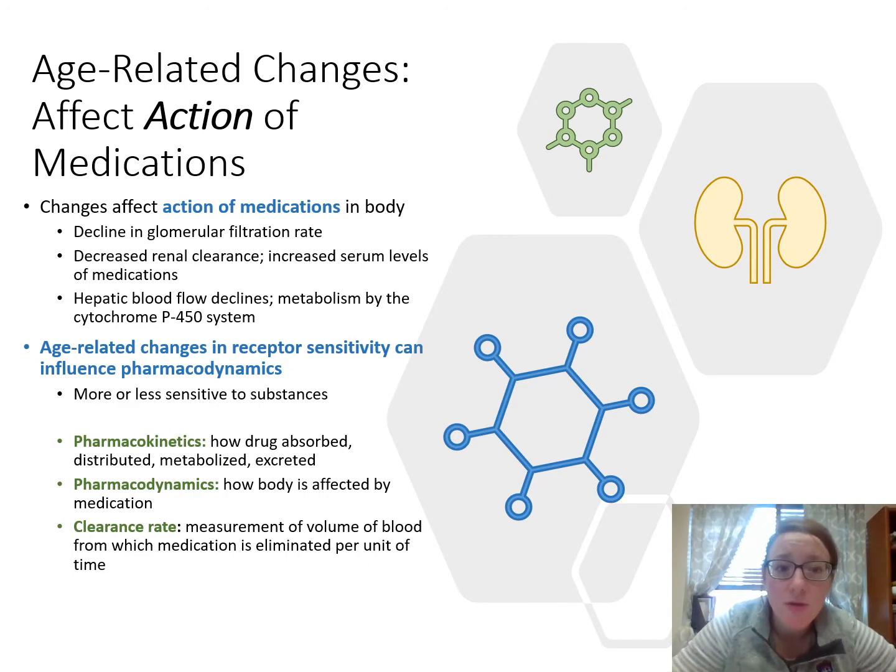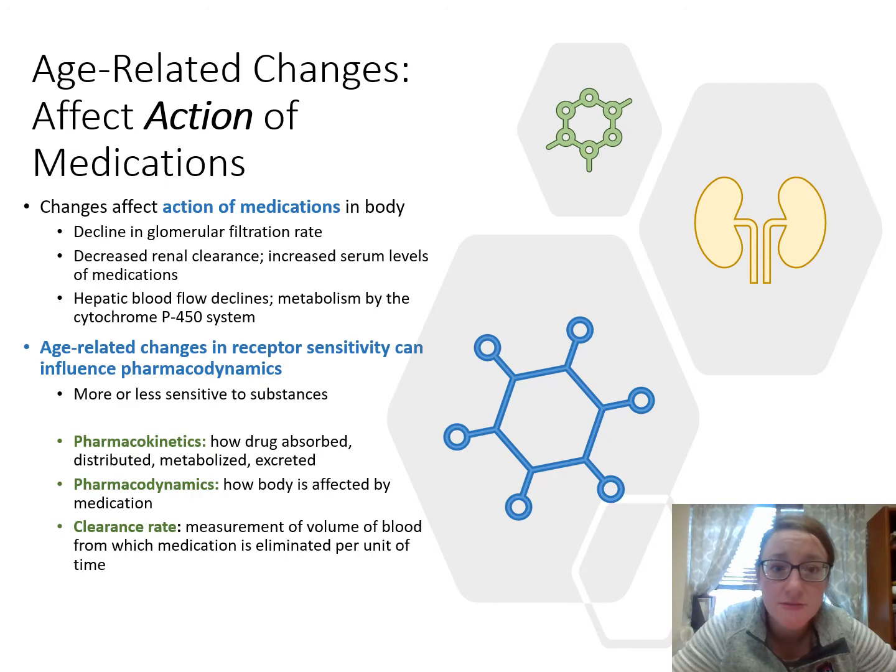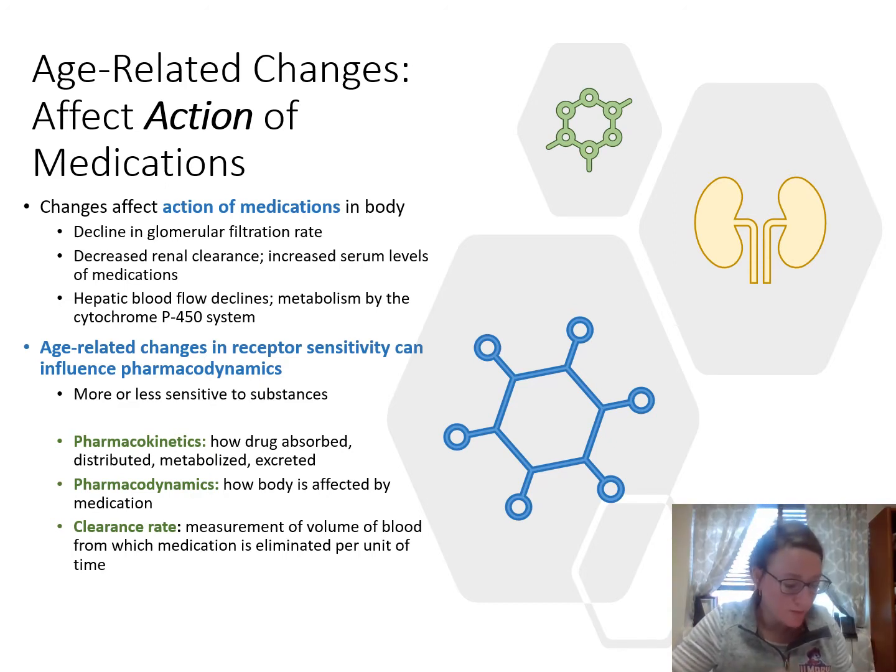So next we're going to talk about age-related changes and how age-related changes affect the action of our medications. When we look at medications, the effects can be related to the pharmacokinetics and the pharmacodynamics. So when we think back to when we took pharmacology, the pharmacokinetics of a drug is how it is absorbed, how it is metabolized, how it's distributed, and how it's excreted. And then the pharmacodynamics are those effects that we're looking for with the medication.